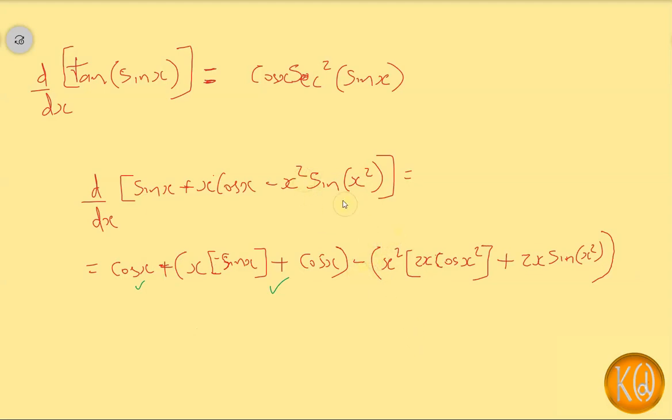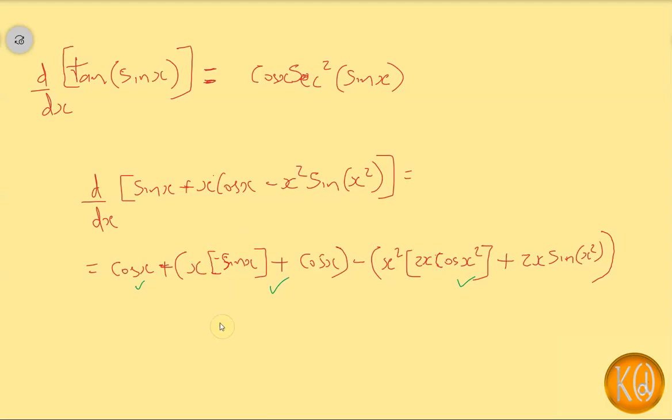Then we differentiate the x squared sine of x squared, and the first, which is x squared, times the derivative of the sine of x squared, which is 2x cos x squared, plus the derivative of x squared, which is 2x, multiplied by the sine x squared. And also this is correct based on the product rule, so hence that is the derivative of sine x plus x cos x minus x squared sine of x squared.